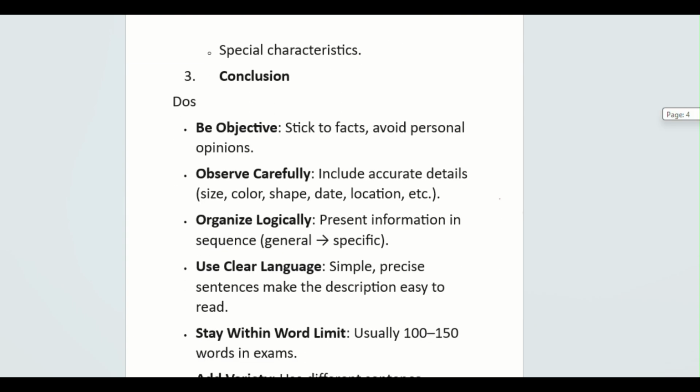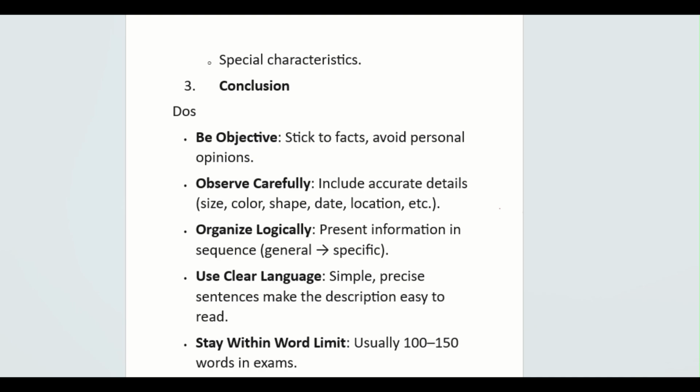Talking about the special characteristic, every object has some special characteristic, that one unique characteristic that sets it apart, that makes it different from others. That is called the special characteristic. If you're talking about a person, for example, there are many factual descriptions given in the questions in the board examination about a very famous personality. There are many cricketers like Virat Kohli, MS Dhoni and all that.